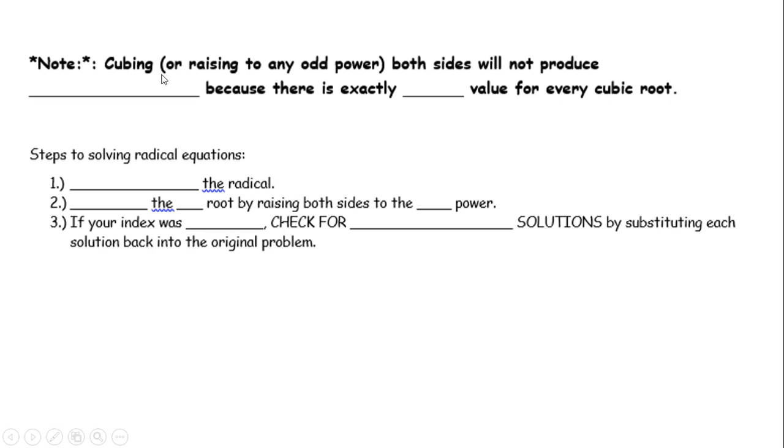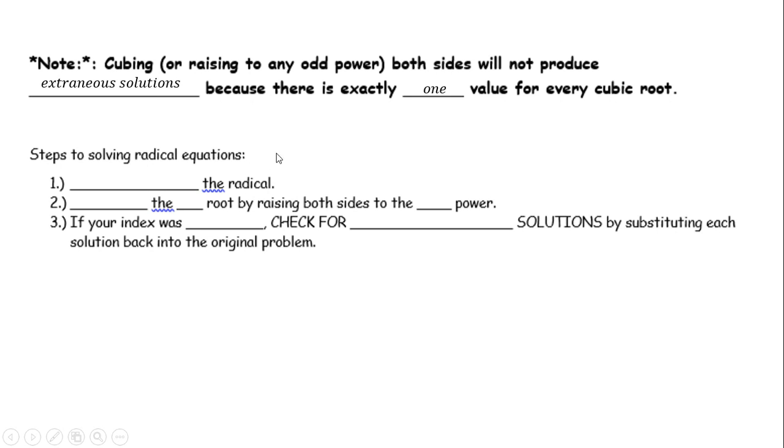Now, if you're cubing or raising something to a 5th power, a 7th power, any odd power, you don't have to worry about that happening. You won't have any extraneous solutions because basically there's exactly one value for any cubic or odd root. So you can do the cubic root of -27. There's only one answer. The cubed root of +27, that's only one answer. So you're off the hook for those. You don't have to worry about making these false solutions appear. So it's just really the even power or the even index roots you have to watch out for.